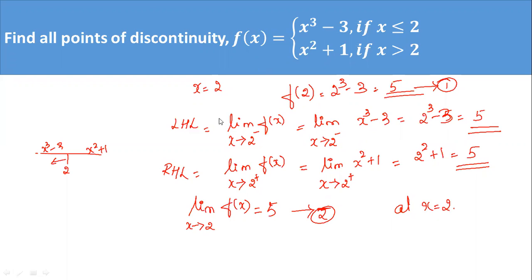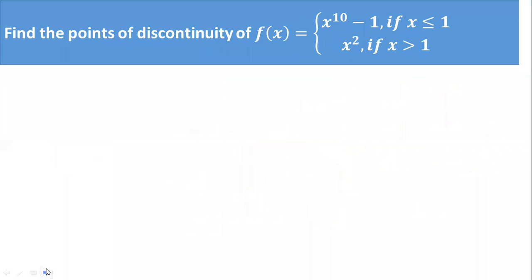Yes. Okay. Next question. So this was the last question which was given as homework, right? This was the last question. Okay.